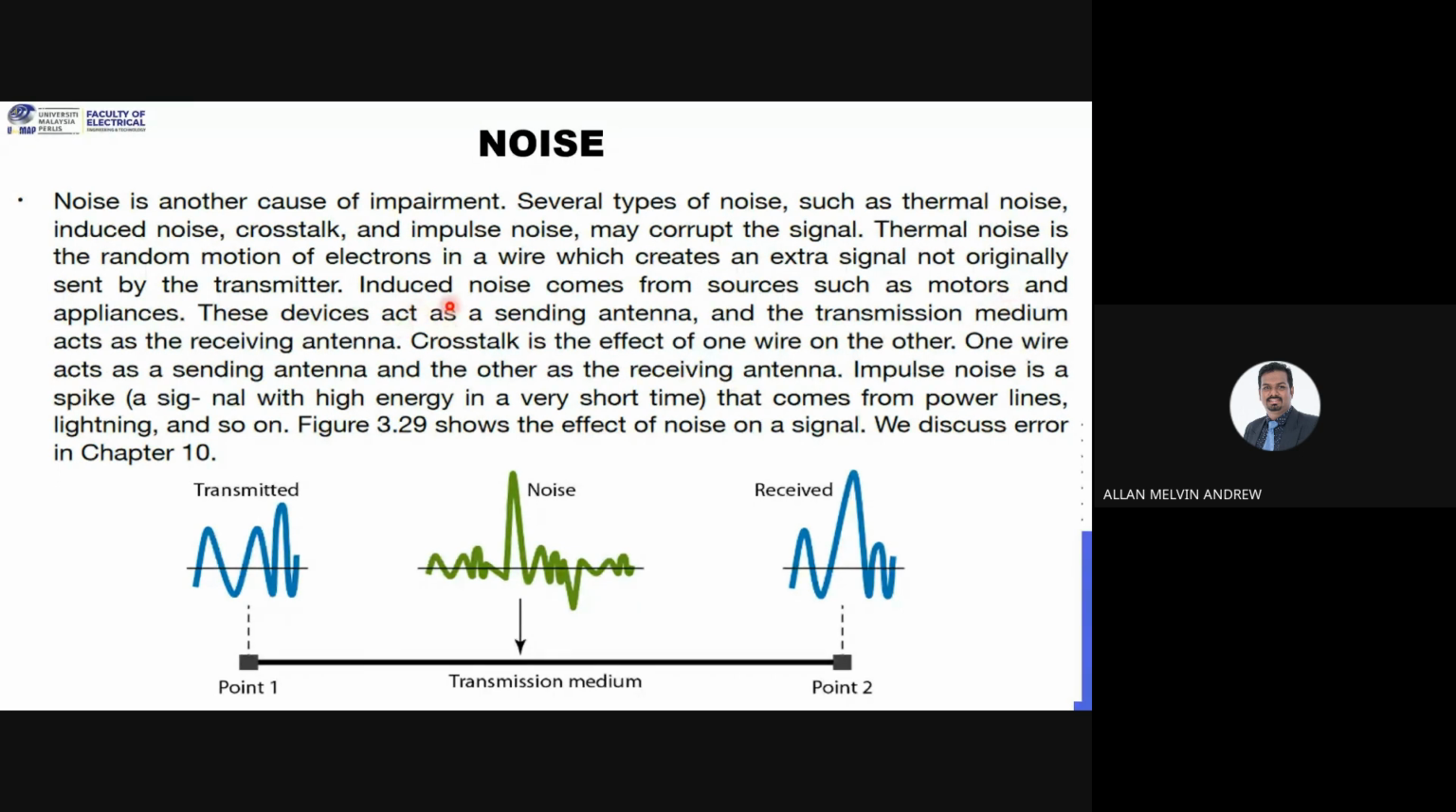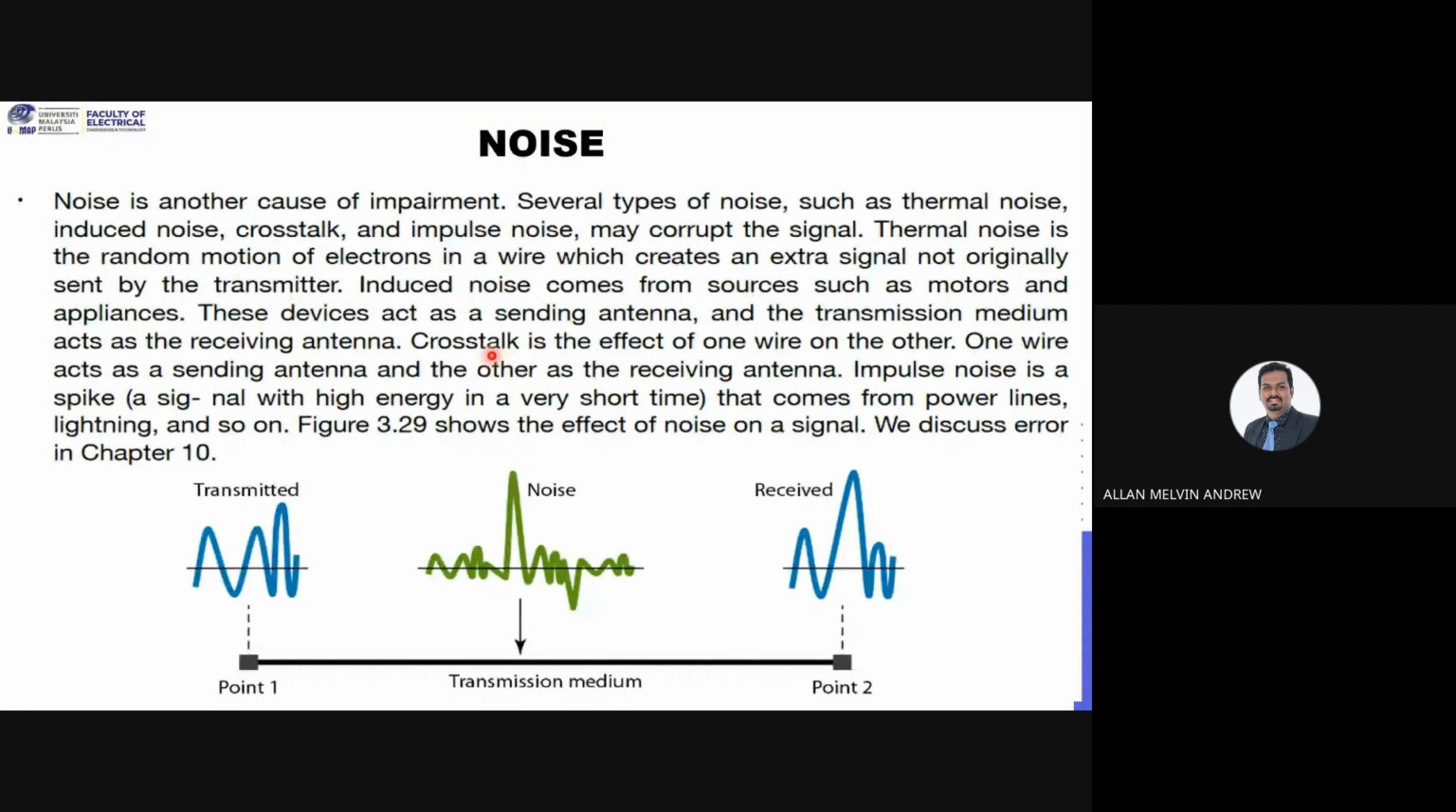Okay, then we have induced noise that comes from sources such as motors or appliances. So normally, you are watching TV at your house, suddenly your mother turns on the grinder, so you can see some kind of distortion on the TV. It's because of some induced noise, which comes from the motor or appliances. Because at times, more electricity will be drawn by the motors, which causes some kind of shortage. These devices act like a sending antenna and the transmission medium acts as a receiving antenna. So these are related to the induced noise.